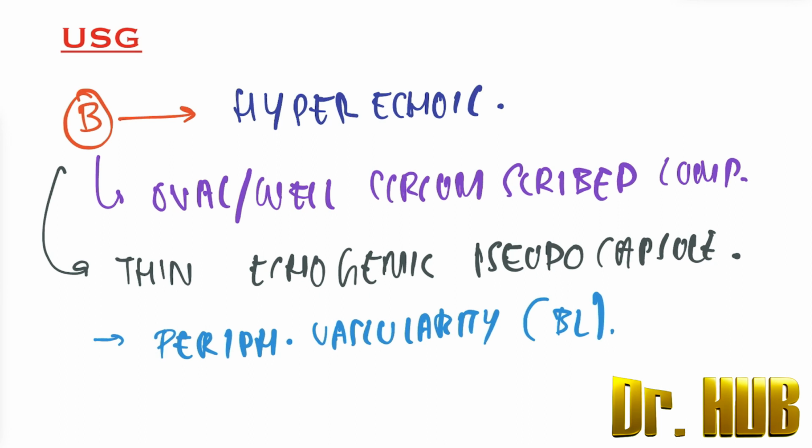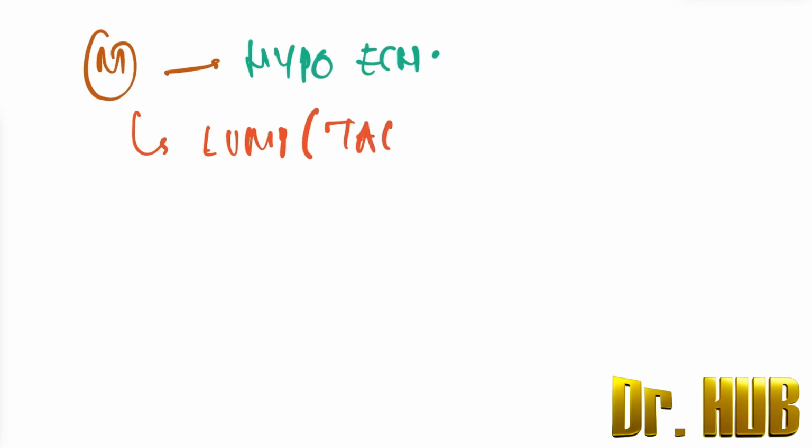Then moving on, how is it different from the malignant lump? In terms of the malignant lump, it is hypoechogenic. Benign was hyper. This is going to be hypoechogenic, and here the lump will be taller and wider. So you can write it as wide.